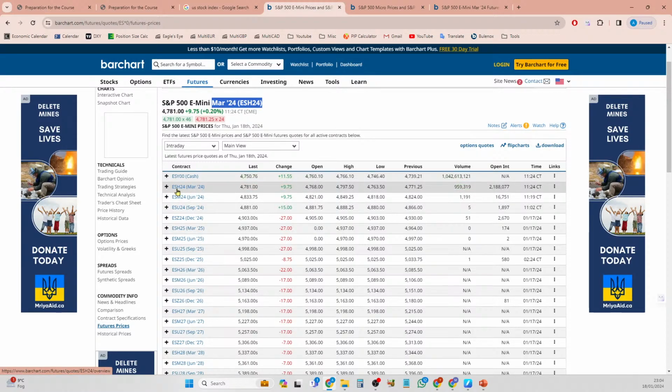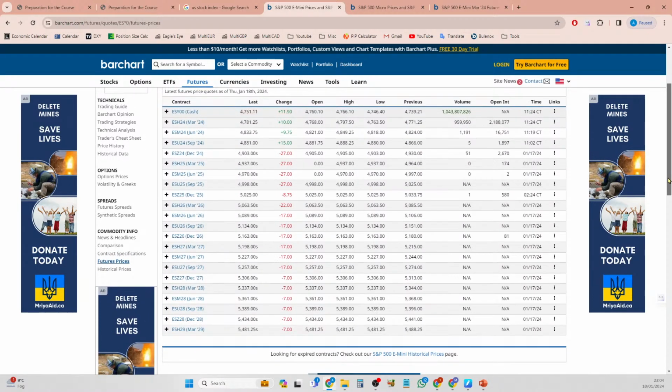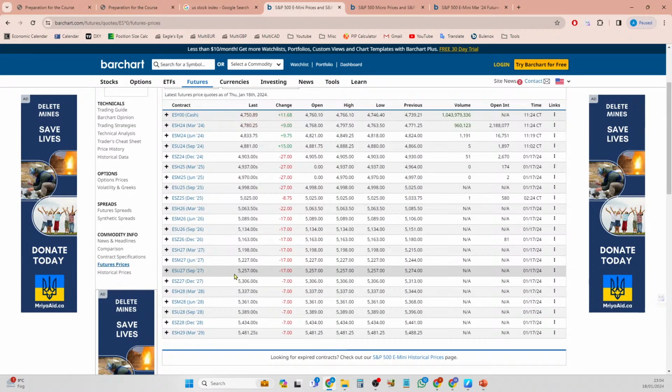And the trading platform that we use doesn't have this H, M, and U. It will just say E-mini S&P March 24. So we don't have to bother about it. This is just an additional input that I'm giving you. So this is how the contracts are listed on the exchanges.